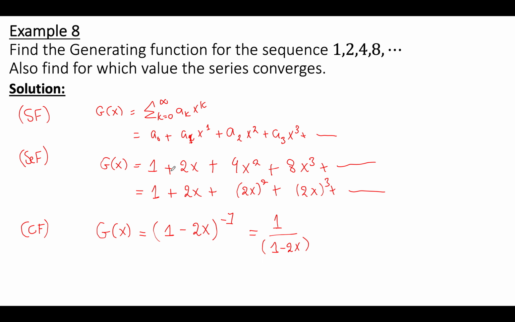Now the series converges if we have the term 2x less than 1. In order to leave the x alone, we can divide by 2, then we got that x is less than 1 over 2.